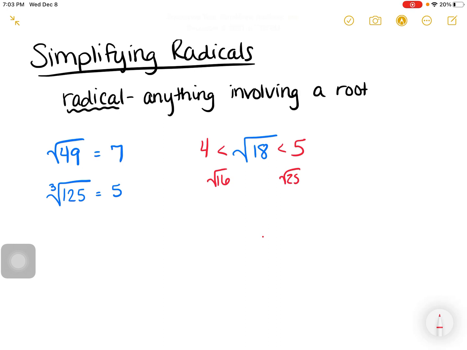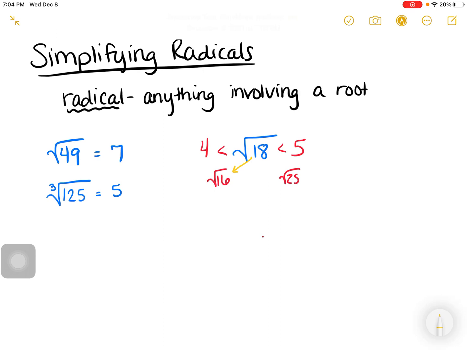So if you were to solve this square root of 18, it would fall somewhere in between 4 and 5. We also noticed that it would actually be closer to 4 because 18 is closer to 16 than it is to 25. So we rounded them that way, rounded them to whole numbers. We picked the two whole numbers that it was in between. Now what we're doing in this video is we're going to be simplifying them. So we're not rounding them, we're not solving them, we are simplifying them.